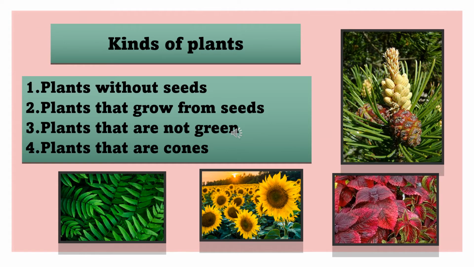My dear students, as we know, thousands of plants live on Earth. Plants grow in different kinds of places, and there are different kinds of plants on Earth. Some plants are without seeds, some plants grow from seeds, some plants are not green, and there are plants that have cones. So we will learn about all these in this unit.